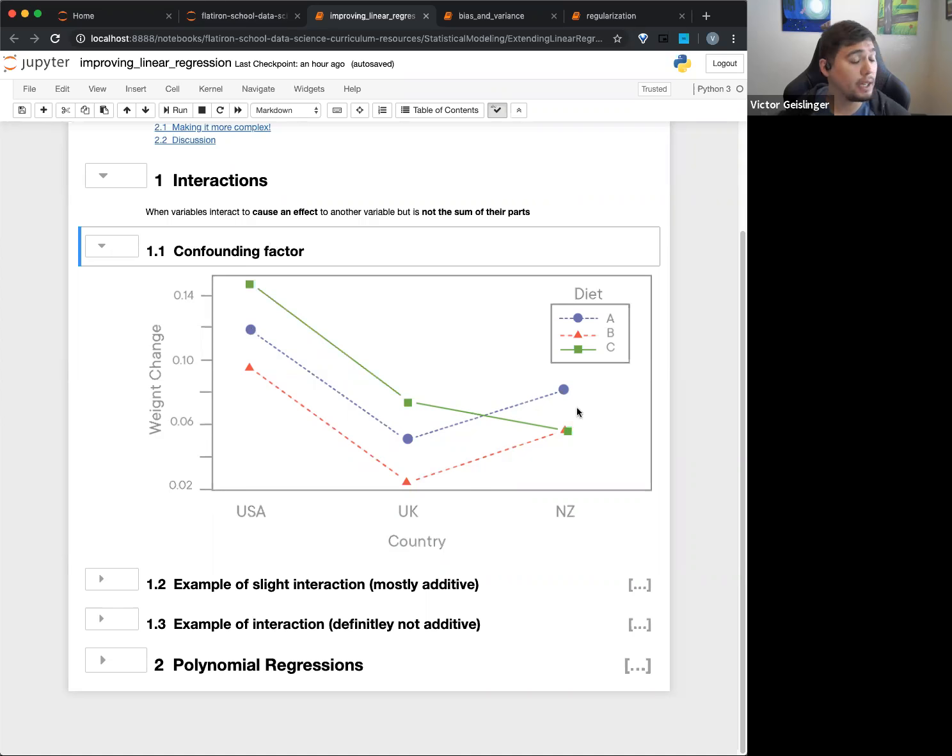However, if we look at something like New Zealand, if we were expecting the same thing, we might have the green, right over here where the legend is. But instead what we see is that diet A is actually the best diet, and diets C and B don't really matter.